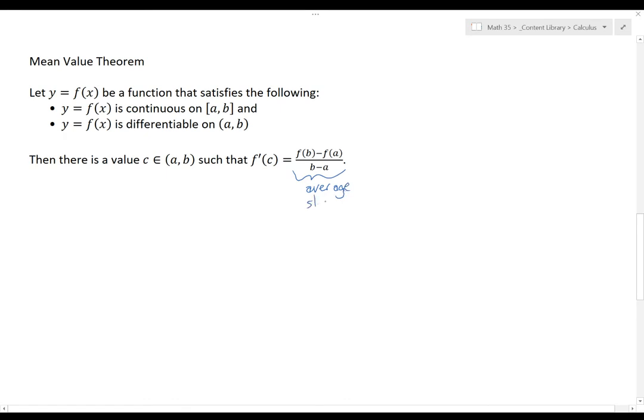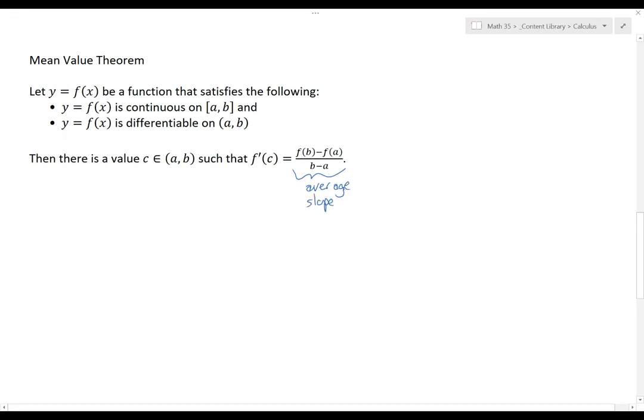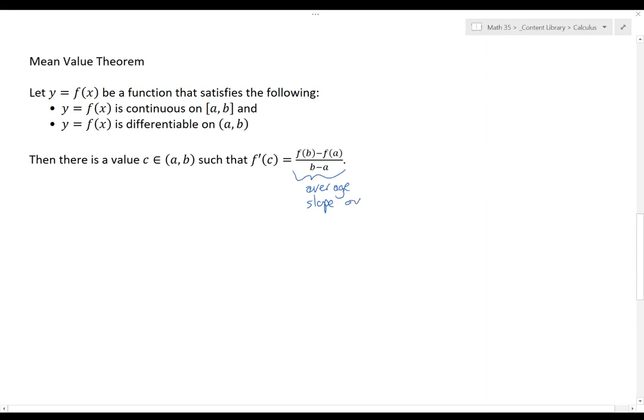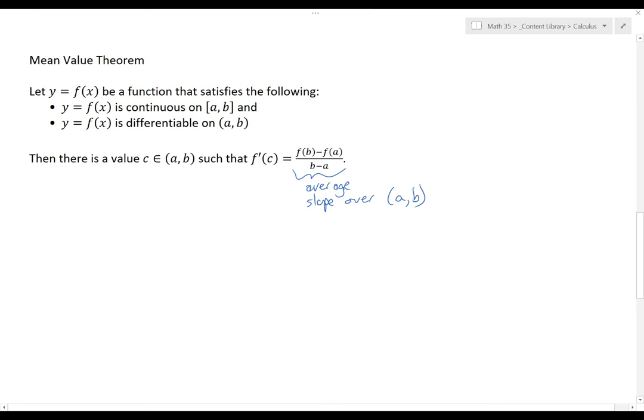So what's given here, f at b minus f of a, is the overall change in the y value, essentially, and b minus a is the overall change in the x value. So this is the average slope over the whole interval a to b. So what the mean value theorem says is that if I have an average slope for this whole interval, and the function is continuous and differentiable, then somewhere the actual slope of the function must be exactly equal to that average.